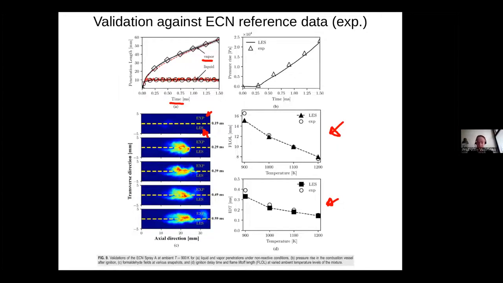So when you have the mixing fine and the liquid length fine, then you have a good chance of getting also the chemistry right. I mean, it's a precondition for getting the low temperature reactions in the right location. And of course, you need a good chemical mechanism also to capture these phenomena.